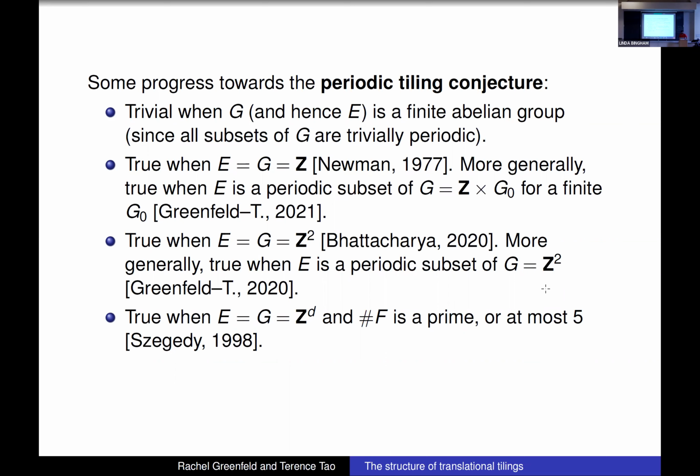For Z^d, for higher dimensions, we have a lot less results. There's a result of Mario Szegedy that the tiling conjecture is true in Z^d if you assume that the tile set has prime order, or order at most 5. But that still leaves a lot of other cases unresolved. So for example, the tiling conjecture in Z3 is still wide open in general.